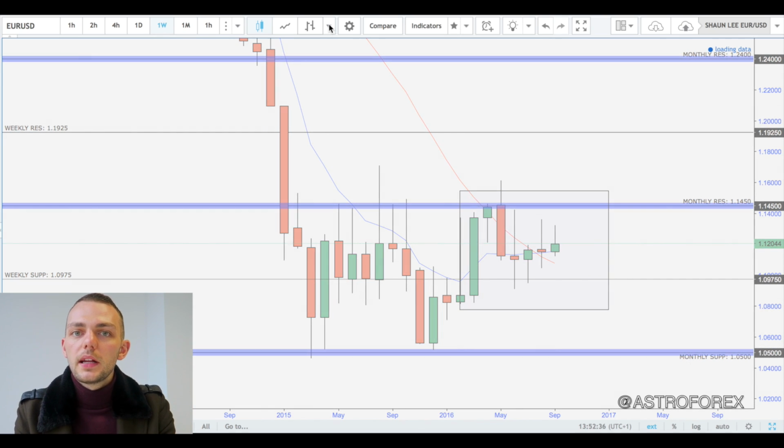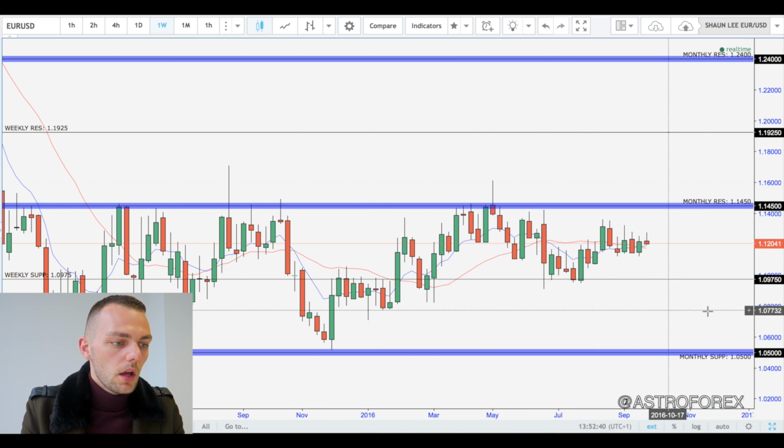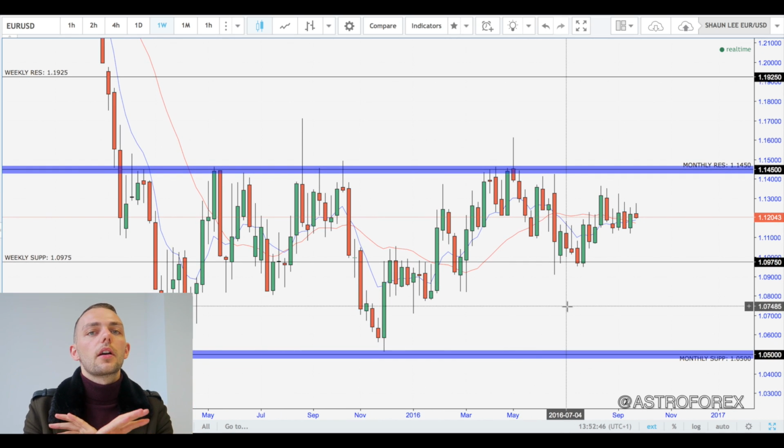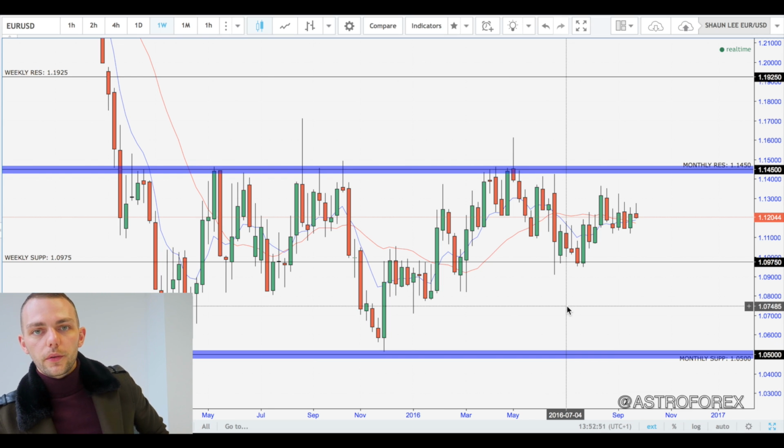If I step it down to the weekly time frame, let me just remove this. We can see in further detail, we've zoomed in right now, and we can clearly see that price action is completely all over the place. It's very, very erratic. A lot of false movements as well.